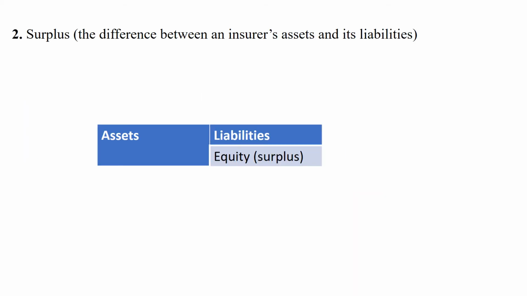Let's move to the next regulated area, surplus. In the insurance industry, the surplus means the difference between an insurer's assets and its liabilities. In other general industries, we call this difference equity. But here, we call it surplus. So surplus is roughly equal to the equity.